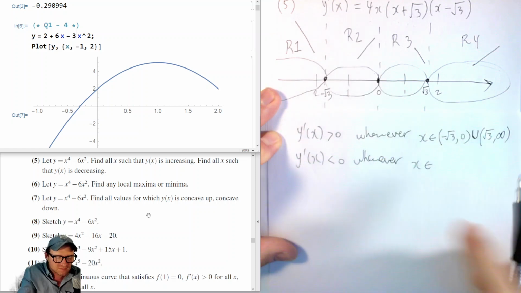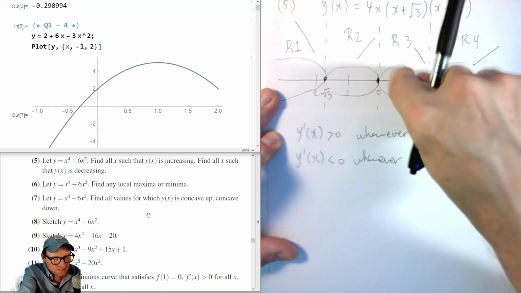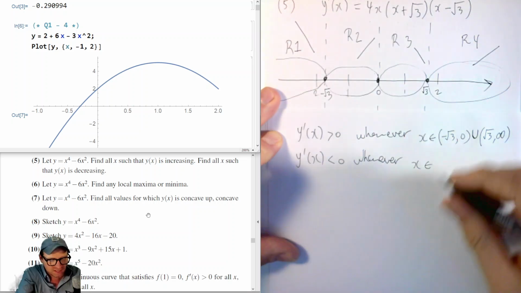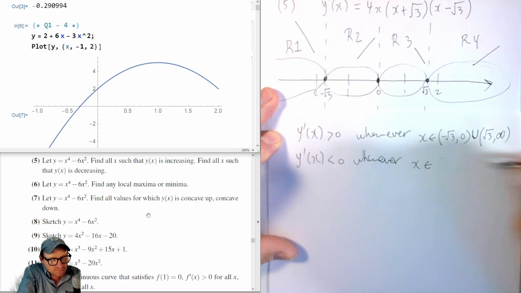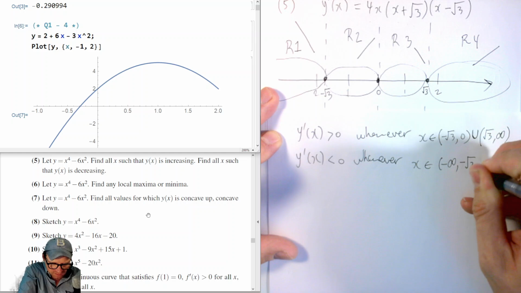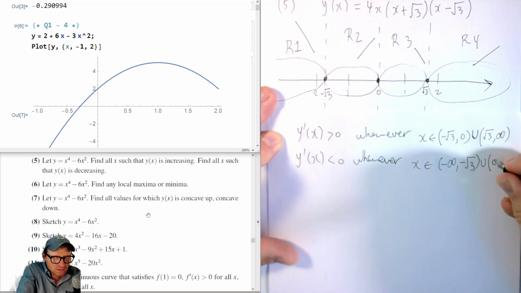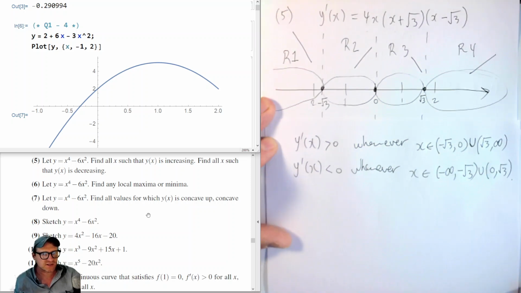And y dash of x is negative, or decreasing, whenever x is in this region or this region, region 1 or region 3. That would be minus infinity up to minus root 3, union 0 up to root 3. And so that answers question 5.